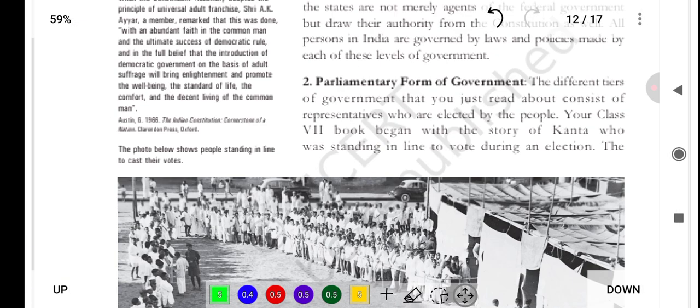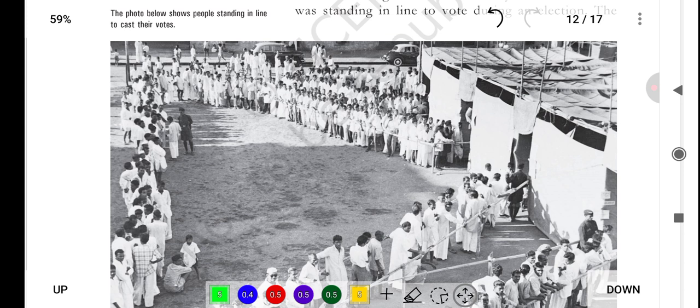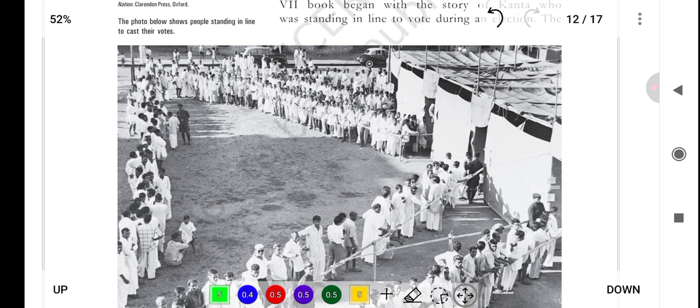Okay, so here is a picture. Photo below shows people standing in line to cast their votes. The Indian Constitution establishes a parliamentary form of government, with each state having autonomy in exercising powers on specific issues. The Constitution lists the issues and funding sources for each tier of government, ensuring that all individuals are governed by laws and policies made by each level.